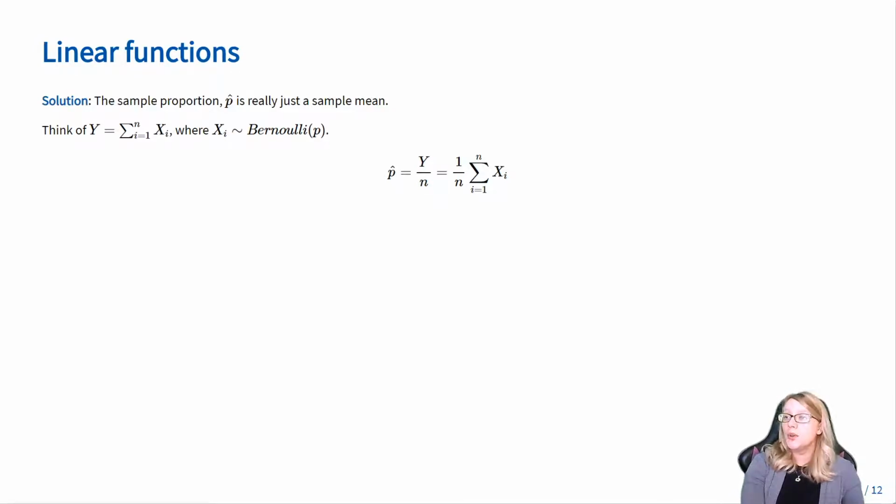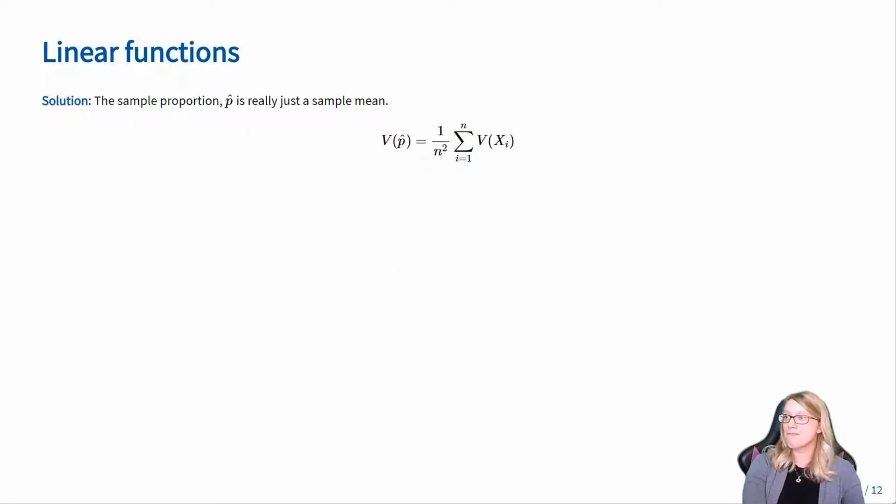So the expected value of p hat becomes 1 over n times the sum of n Bernoullis, so 1 over n times n times the expected value of a Bernoulli. The expected value of a Bernoulli random trial is p. So we get the expected value of the sample proportion p hat to be p. The sample proportion, again, is just a mean, so we can use the result that we have shown for the mean variance as well, again assuming independence here. The variance of a Bernoulli random trial is p times 1 minus p, so we get 1 over n squared times n times p times 1 minus p, or p times 1 minus p over n.